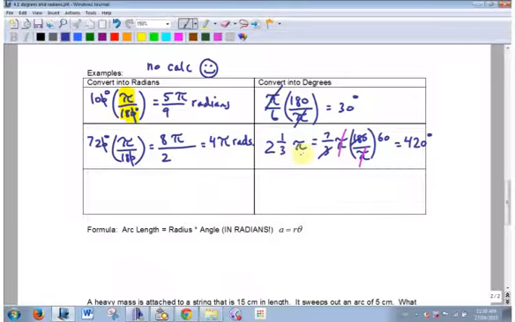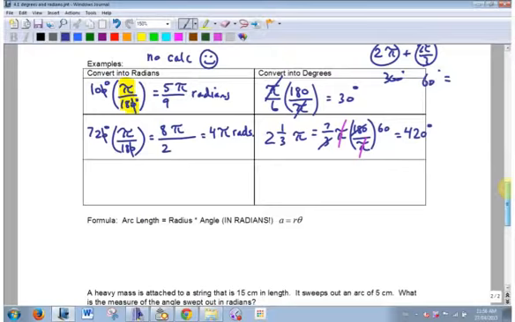It's 2 and a third pi, right? So it is. 360 and 60, or 2 pi and a third pi, and that's 360, and that's 60, if you've got all these things memorized, which is 420. Okay, so that's about it. Converting it back and forth.